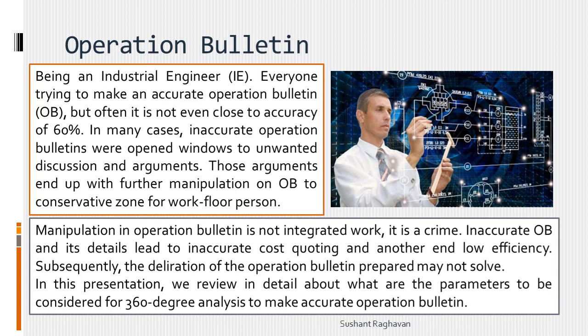Manipulation in an operation bulletin is not integrated work. It is a crime. An inaccurate OB and its details lead to inaccurate cost quoting and, in the end, low efficiency. Subsequently, the delineation of the operation bulletin prepared may not solve this. In this presentation, we review in detail the parameters to be considered for a 360-degree analysis to make an accurate operation bulletin.